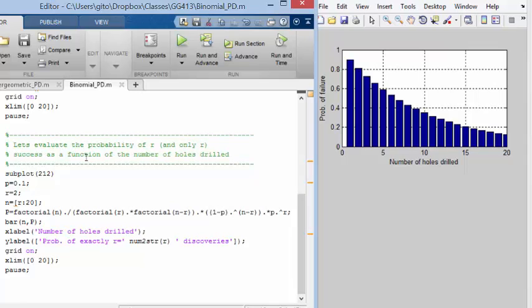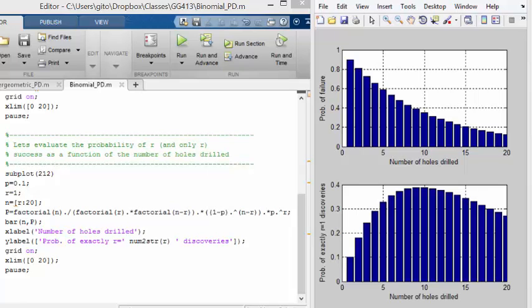And let's evaluate the probability of r and only r successes as a function of the number of holes drilled. And so here we have p is still 10%. And in this case, let's look at r equals 1. So we're going to look at the probability of 1 success, and we're going to vary the number of holes drilled. So let's run through this script again.